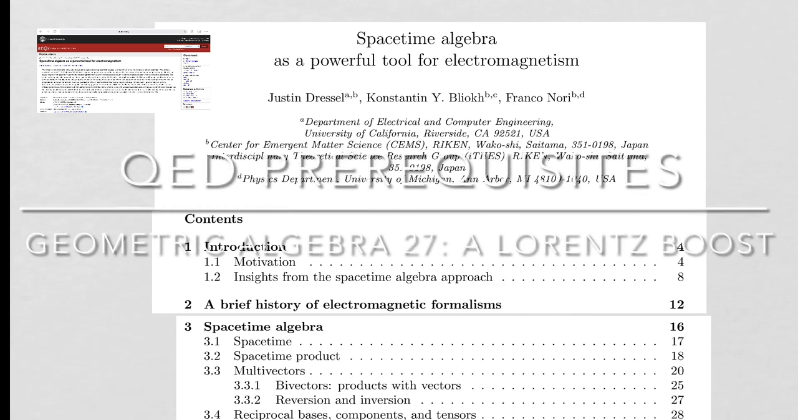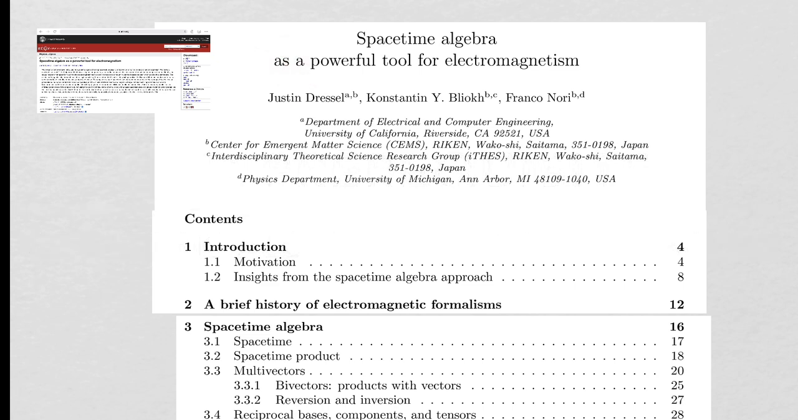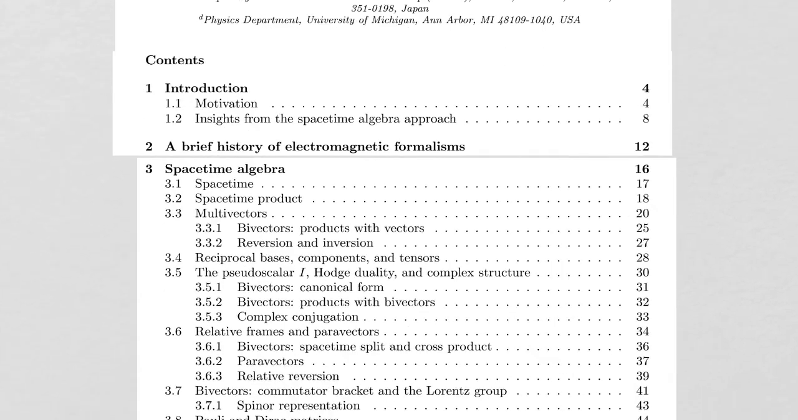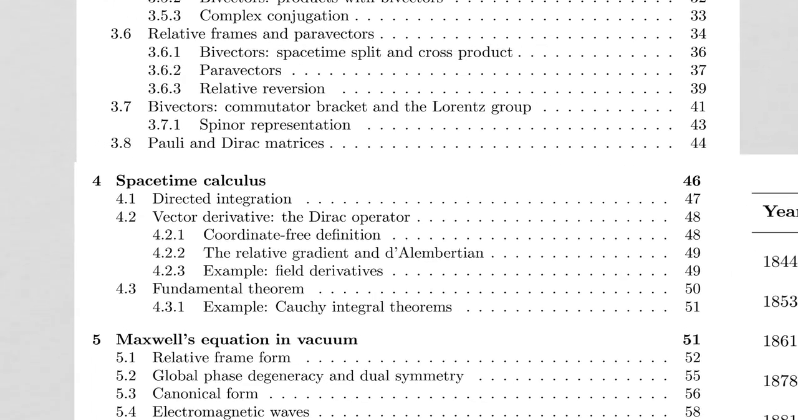Okay, welcome back. We are going to continue our study of the spacetime algebra as a powerful tool of electromagnetism. We're going through this wonderful paper, and last time we got as far as the Lorentz group, which is basically penetrating the subject of relativity. This is synonymous with relativity, and we found the Lorentz group buried inside the spacetime algebra, and that was a really, really important and exciting topic.